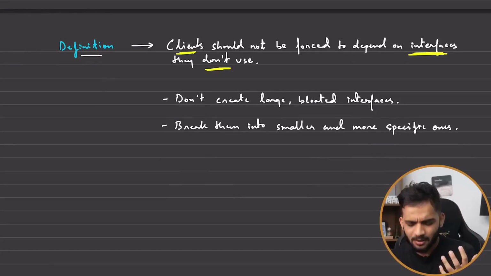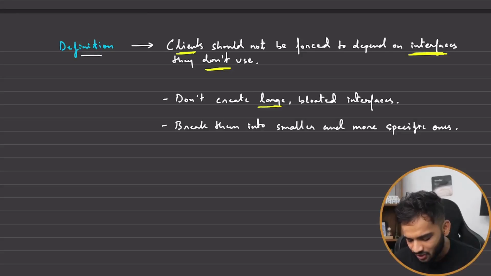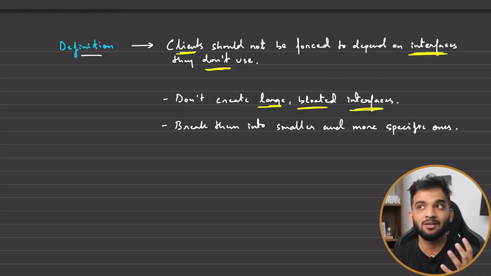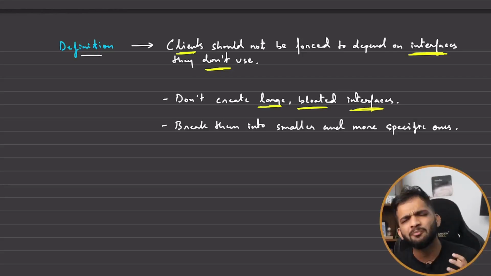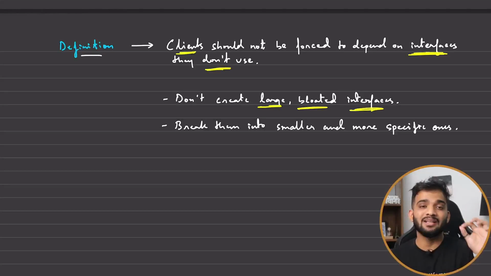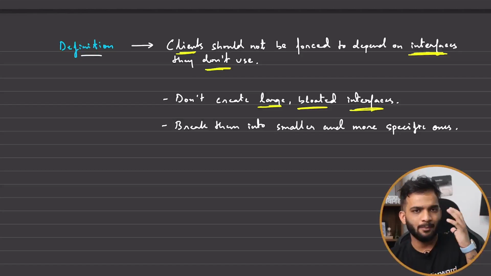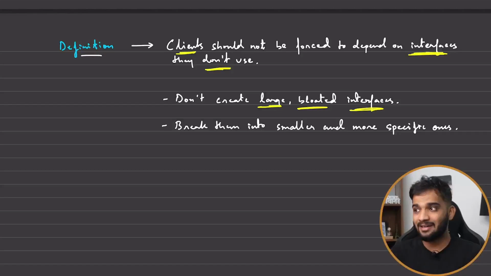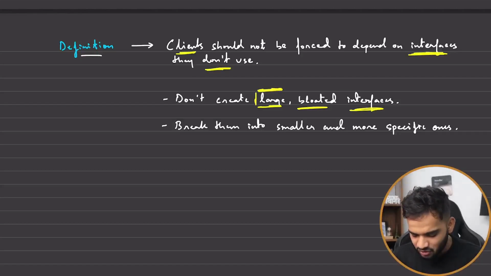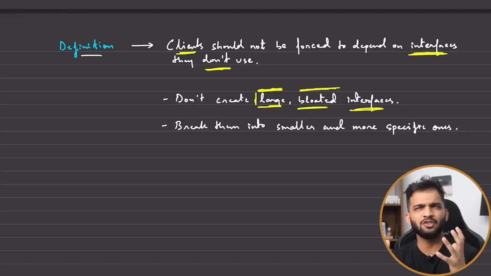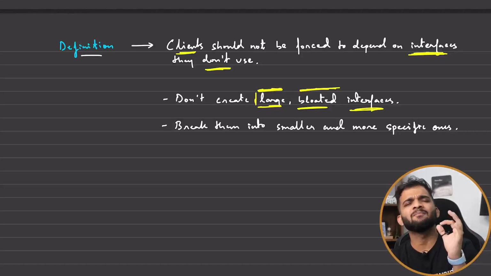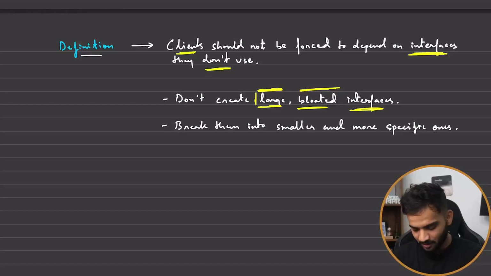In much simpler terms, it means do not create large and bloated interfaces, like an interface which has a lot of behaviors. That means any class that is implementing that interface has to implement all of those behaviors, and that is something we shouldn't be doing, because imagine a class doesn't want to implement everything, then that's an issue. That is why you should avoid creating large and bloated interfaces. It should be as sleek as possible. It should have as minimal stuff as possible. Break them into smaller and more specific ones.